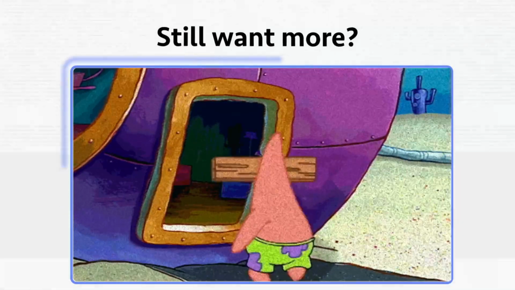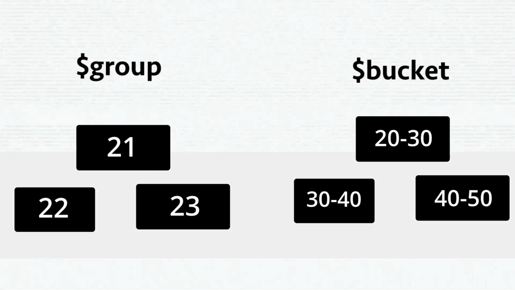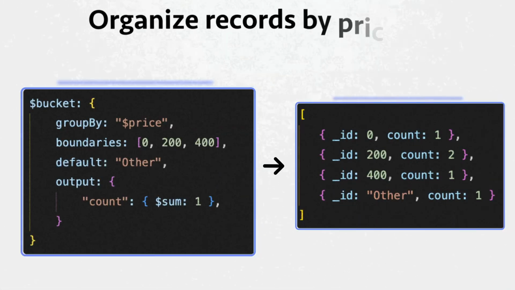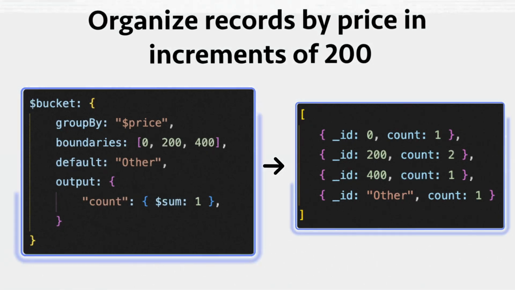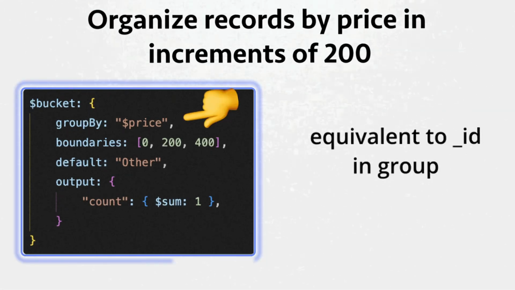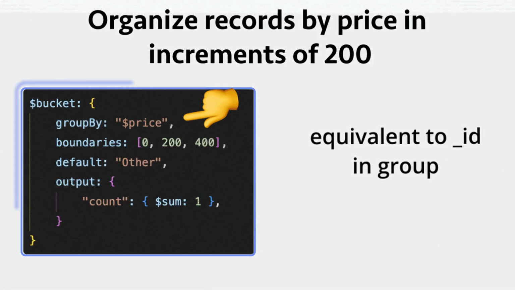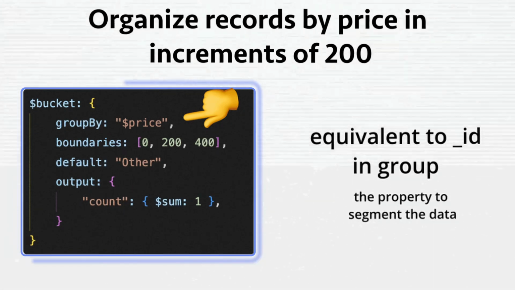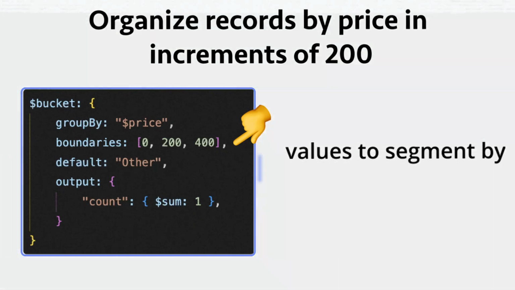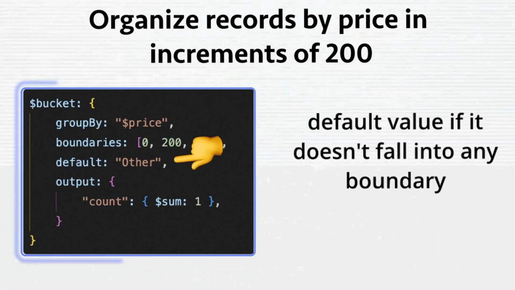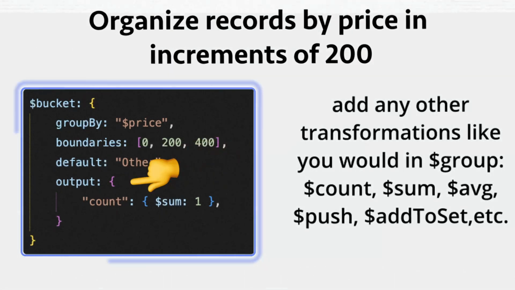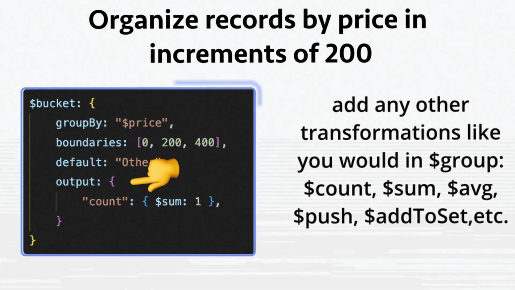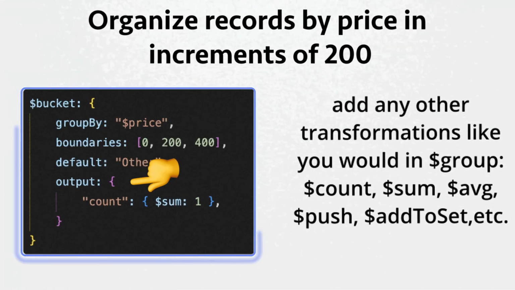If after all of that group feels kind of limited, enter its big brother, bucket. Bucket lets you group data based on broader scopes. Unlike group, you can query data like segment products by price in 200 increments. The groupBy is the equivalent of the _id property in group, so basically it's for specifying the property to segment the data. Boundaries are the values to segment by in ascending order. Default is the default value, and in output, you can specify other operations to be done with your data, just like you would do with a group aggregation.